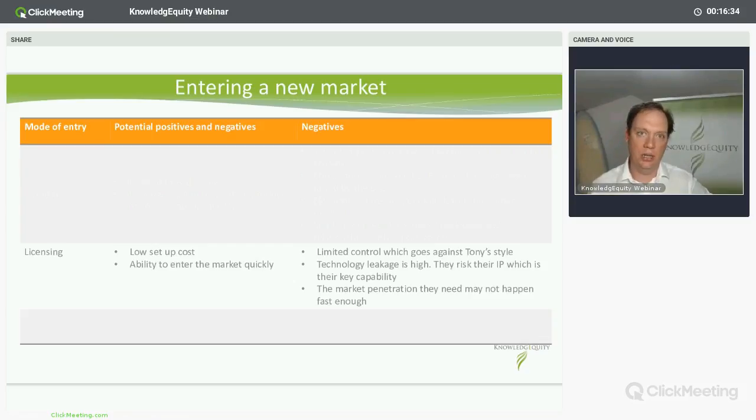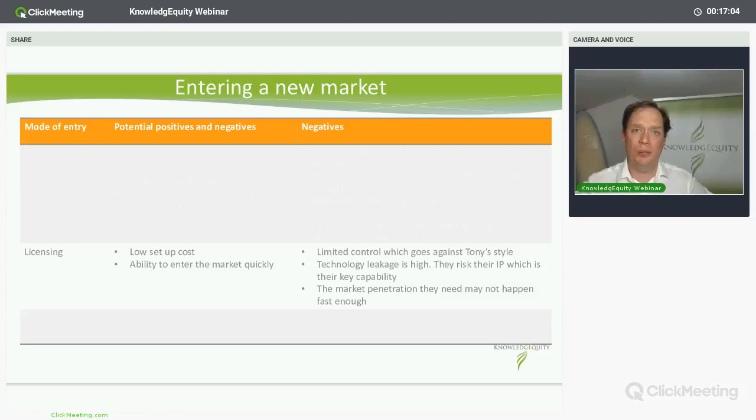Because of technology leakage. Doesn't matter what you sign, IP very quickly goes out the window when you license your product to somebody else, especially if your product's doing very, very well. All right? It might sound cynical, but bloody hell, the evidence is there. Read the news articles. I've got mates that have been in export businesses. Unfortunately, Asia is a common issue, and their IP goes out the door very quickly. Market penetration they need may not happen fast enough.